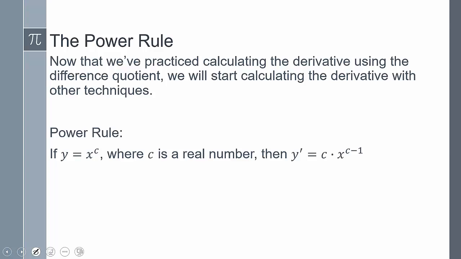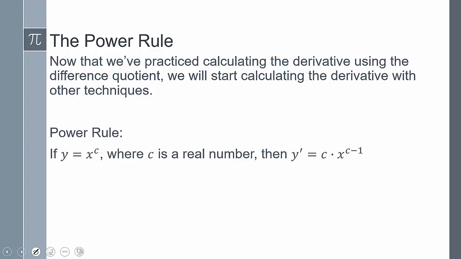Using the difference quotient, we were able to calculate the derivative, and it seemed tedious and long and a little bit annoying. Well, what we're going to do now is learn a series of rules to be able to calculate the derivative of certain types of functions and certain types of instances. Maybe you can think of them almost as shortcuts, per se. So the first rule we're going to look at is the power rule.